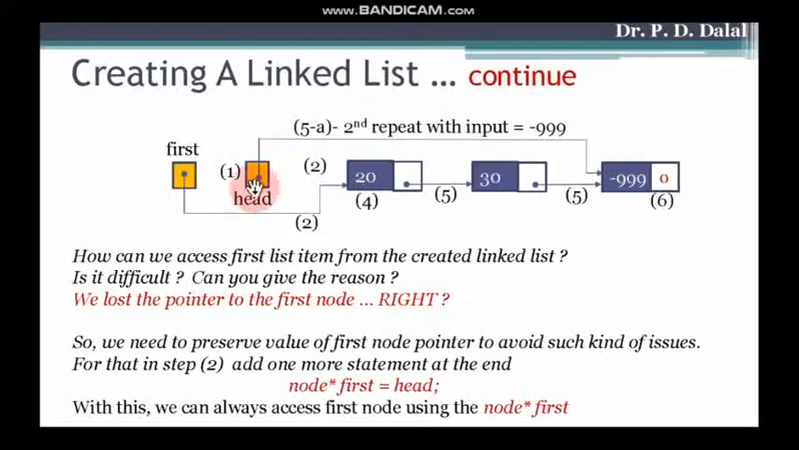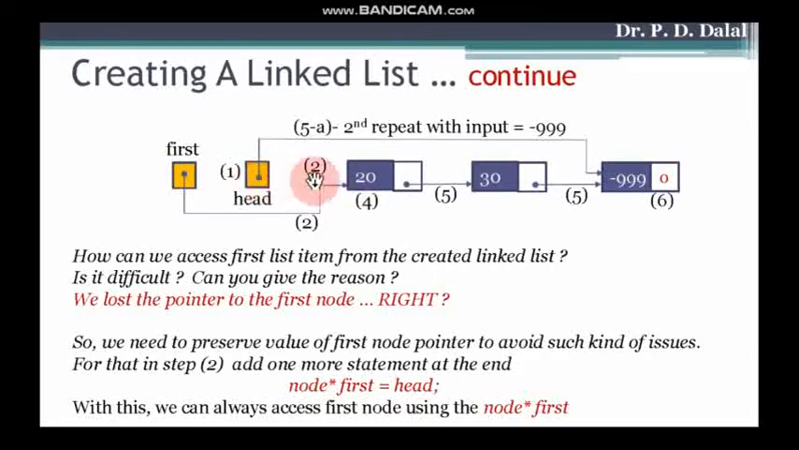If we discuss the issue created by the statement head is equal to head arrow next, where we are breaking this link, how can we resolve this? For that, as soon as we create head which points to the first element, we create one more variable, node pointer first, and we make first equal to head, so your first is also pointing here.